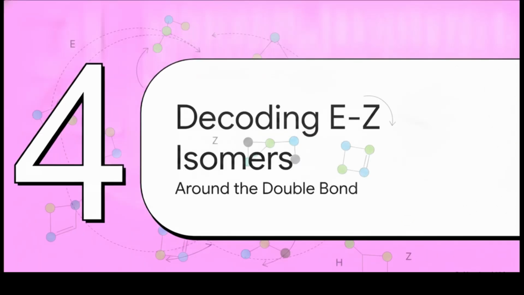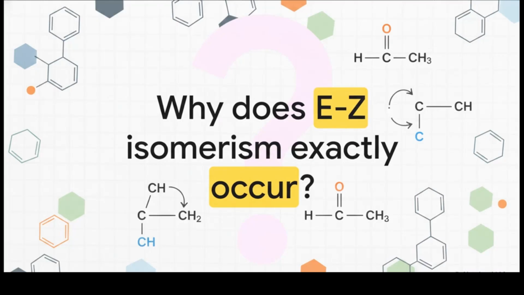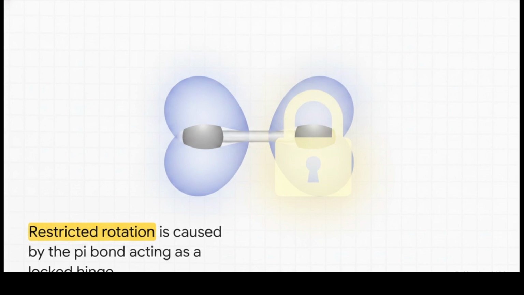Which leads us straight into Section 4, decoding EZ isomerism. Let's zero in on this intriguing concept. You might be wondering, what exactly prevents these molecules from just spinning around freely and changing their shape? I mean, single bonds can rotate all day long, so why do these specific molecules get stuck in permanent geometric arrangements? Well, the secret is in the anatomy of the double bond itself. A double bond isn't just a stronger single bond. It actually consists of 1 sigma bond and 1 pi bond. Think of that pi bond as a locked hinge on a door.